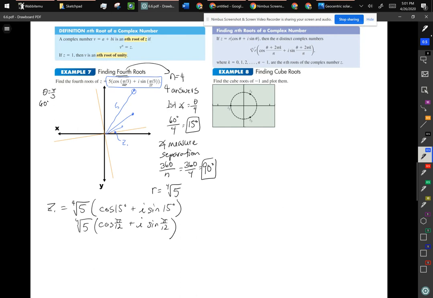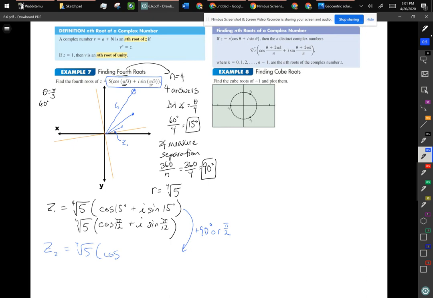How do you get Z2? Well, Z1 was in the direction 15 degrees. Z2 is really easy because you just add 90. Z2 is, again, the fourth root of 5, but you're just going to add 90 degrees, or pi over 2, because I told you they're going to be spaced apart by 90 degrees.